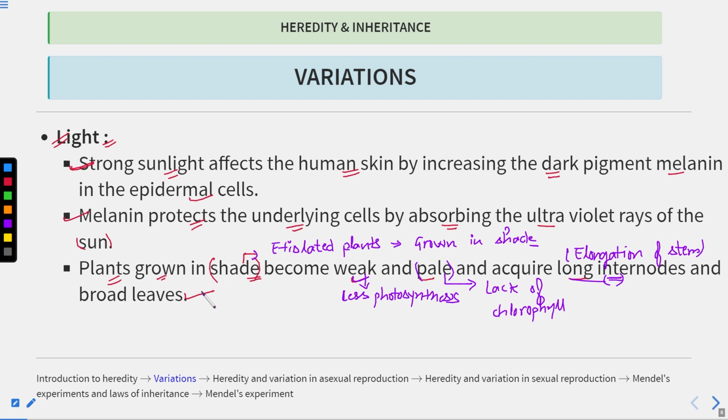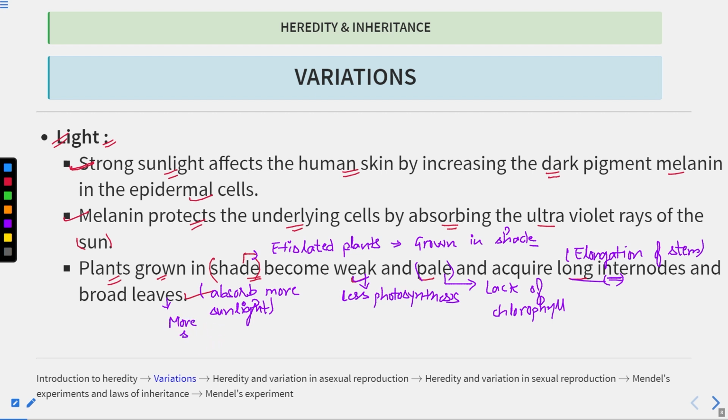Why will the leaves be broad? Again, to absorb more sunlight. If the leaves are broad, the surface area will be more, and they will be able to absorb more sunlight. So these are the adaptations occurring in plants that are growing in the shade region. Okay, this is clear. Broad leaves mean more surface area.